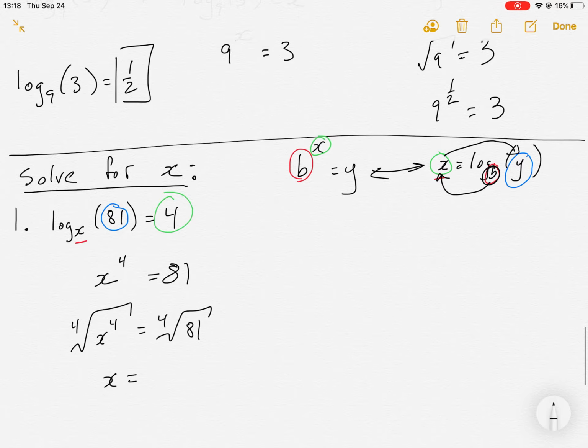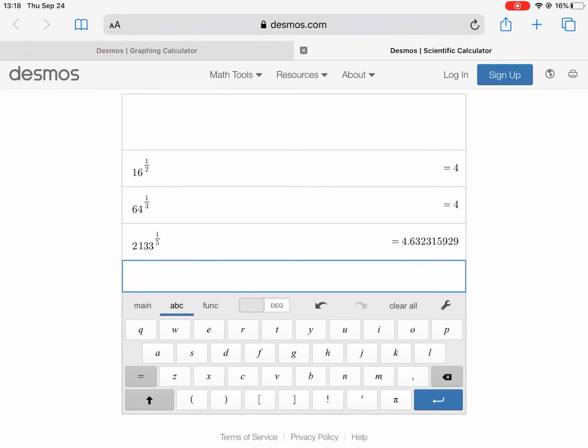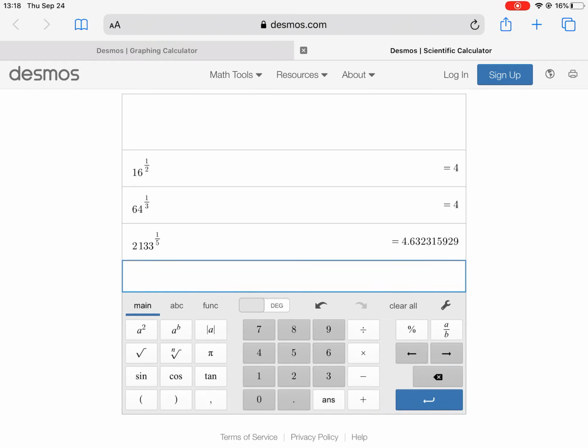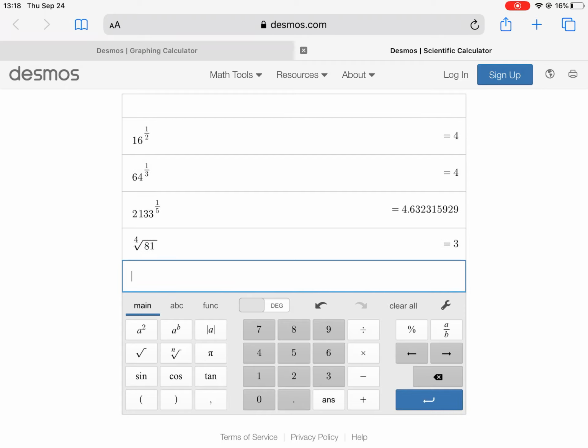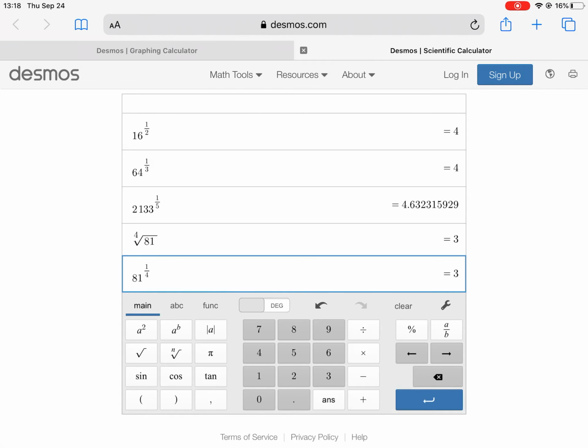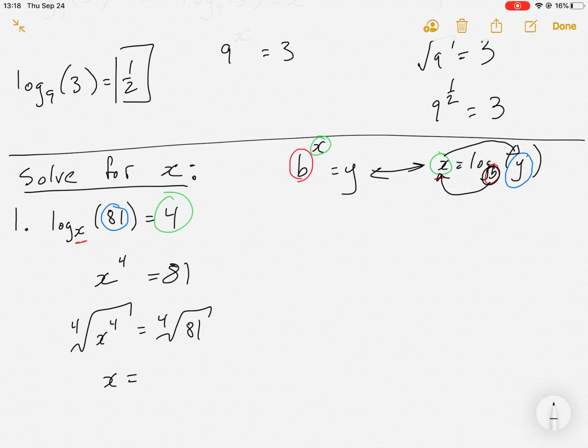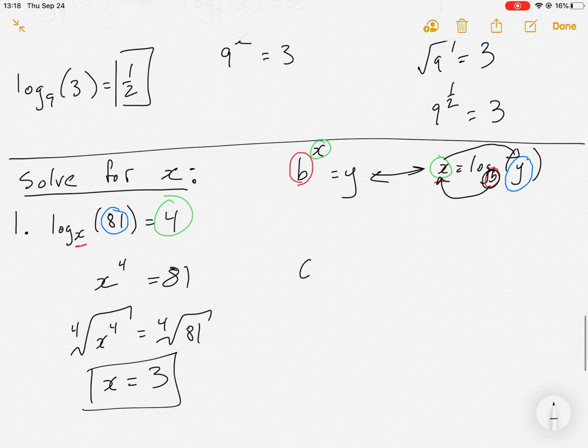And so now I can plug this into the calculator, and you can take a 4th root on the calculator, which you could use that n with a root on it to get, and you have 81. You would get 3, or you could do 81 to the power of 1/4, and you would get 3. So that means that the answer in this case is 3. And you could always go back and check your work on Desmos.